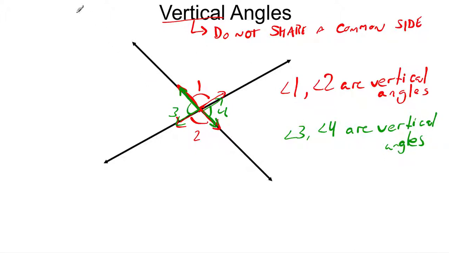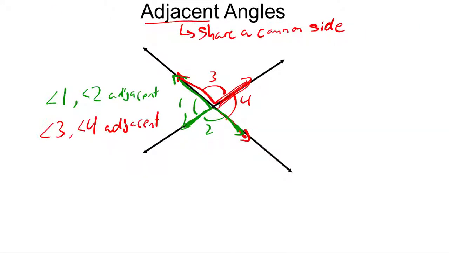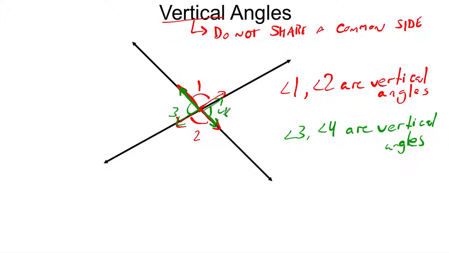These are two of the most common angles we'll be working with. So make sure you understand the difference between vertical angles and then adjacent angles. Adjacent angles, again, have that side that they share. Vertical angles don't share a side. And sometimes it's helpful to highlight or write over the angles, just like I did.